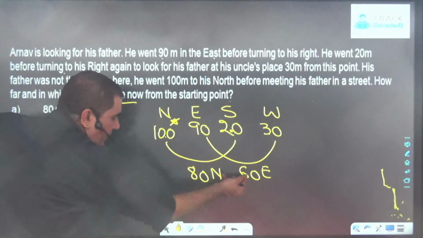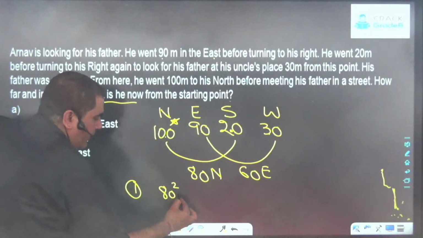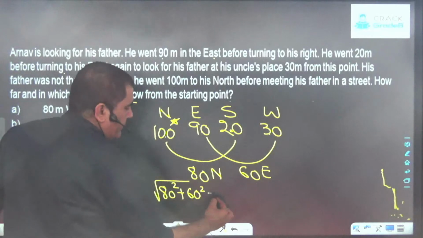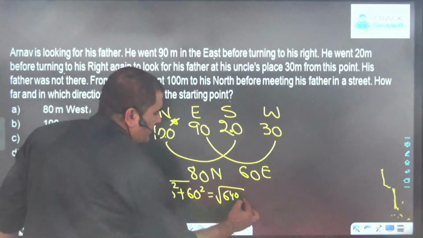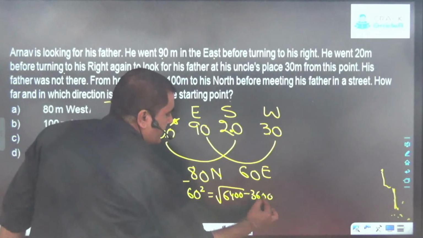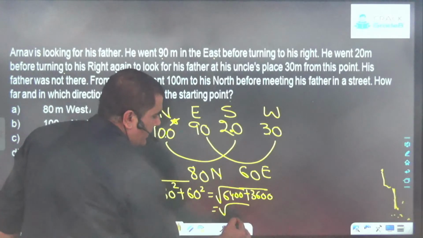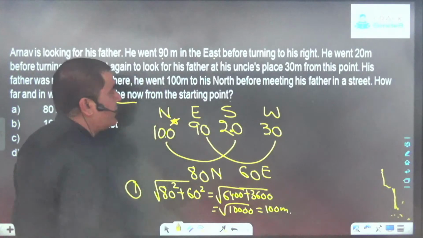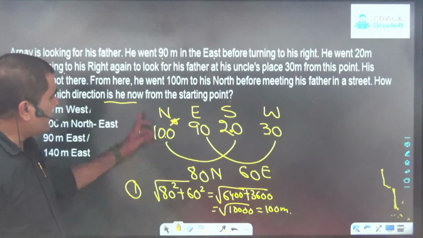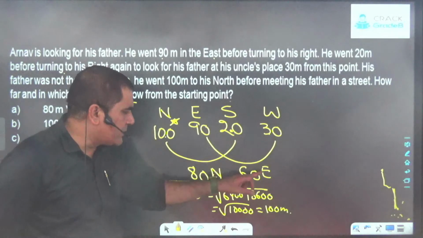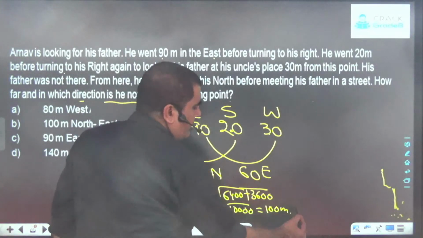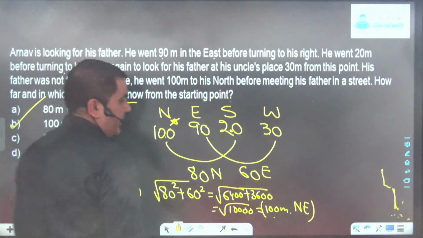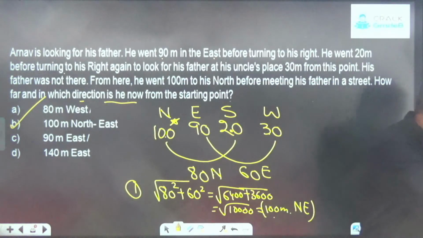Whatever numbers have come here, simply square them and put them under the square root. So the answer will be the square root of 80 squared plus 60 squared. This becomes 6400 and this becomes 3600. So 64 plus 36 is 100, that is 10,000, and the root of 10,000 will be 100 meters. So the answer for the first part is 100 meters. Now direction: this is north, this is east. If you combine these two, it becomes northeast. The answer will be 100 meters northeast, which is option B.